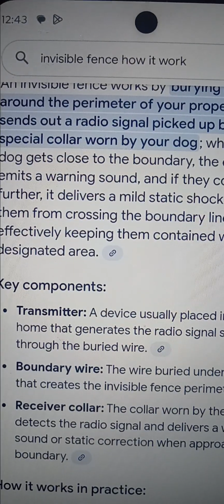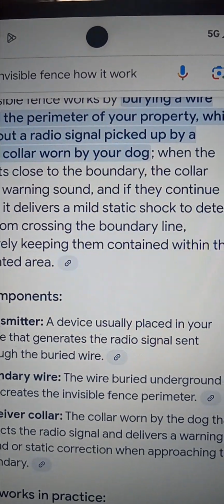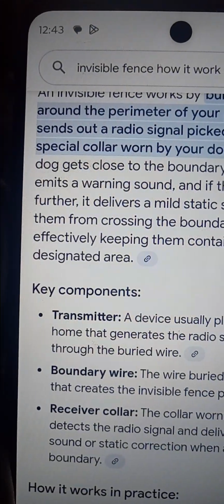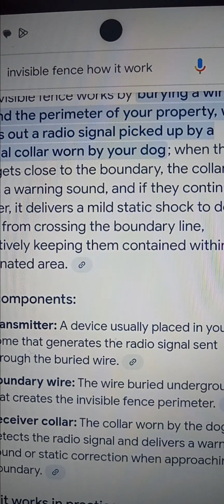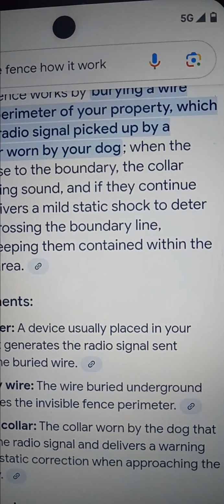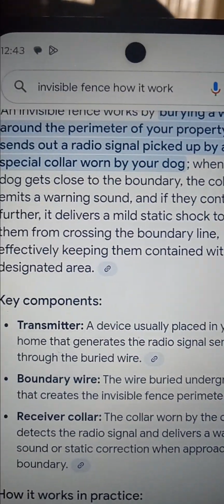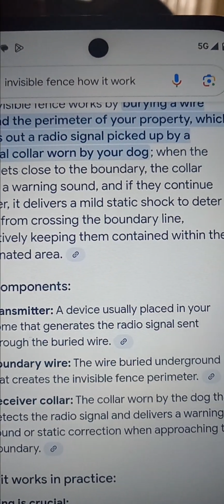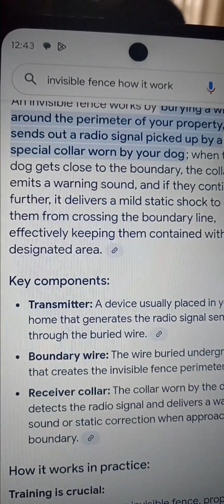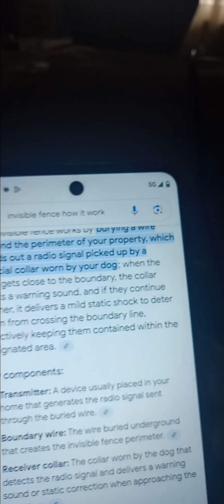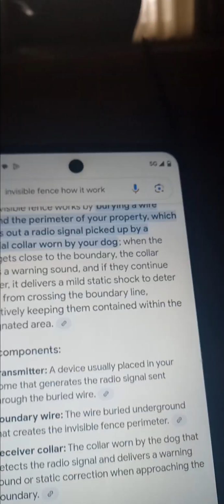The collar emits a warning sound, and if the subject continues further, it delivers a mild static shock to deter them from crossing the boundary or line, effectively keeping them contained within the designated areas. What do they call that again? That's like an open air prison. Remember that? A couple years ago, everyone was talking about open air prisons.